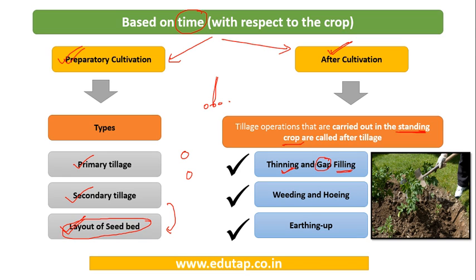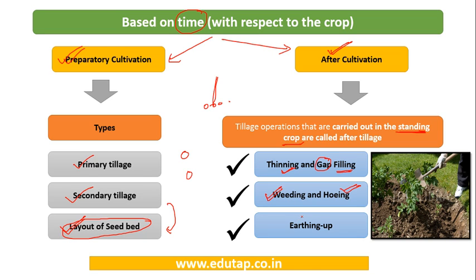Now when are we doing these operations? On the standing crop, okay, after the plants are grown. Then comes weeding and hoeing. So here in weeding you're just removing the unwanted weeds. And in hoeing practice, you are leveling the soil with your hands, or maybe you're doing certain finer operations with small tillage implements. That is called hoeing.